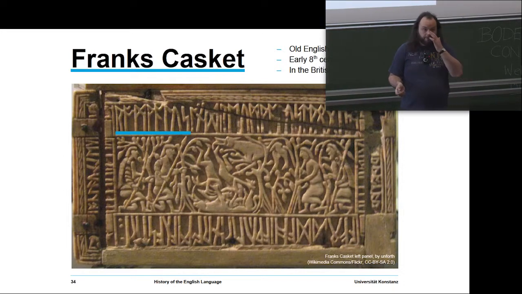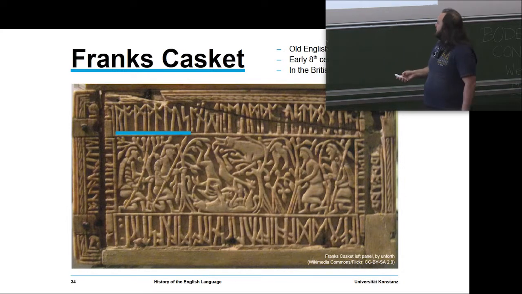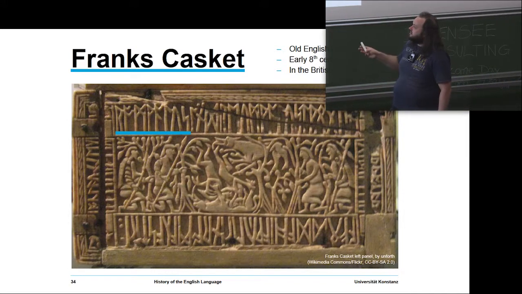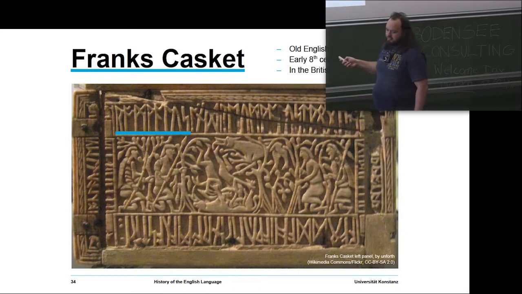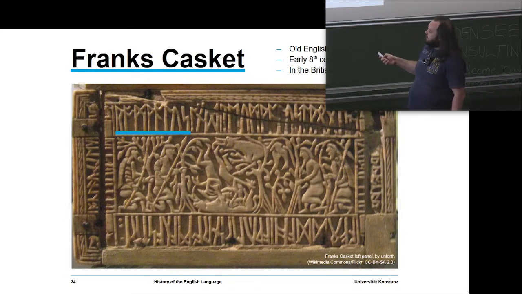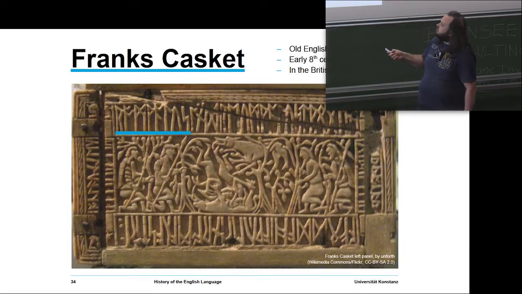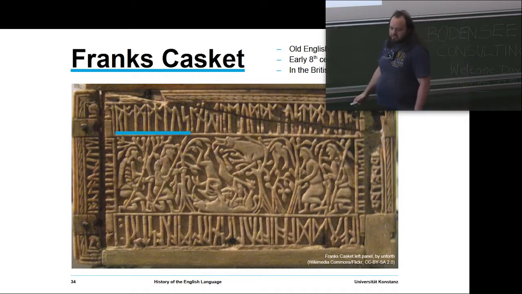Here is something moving forward in time. Here we've got something called the Franks Casket, which is an item that you can actually go and see. That's wrong. It's in the British Museum, not the British Library. It's a really beautiful piece of art. But what gets linguists excited is the runes, because the runes run all the way around it, and they actually mean something.